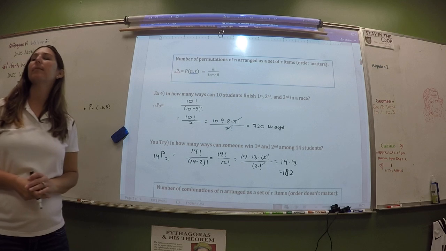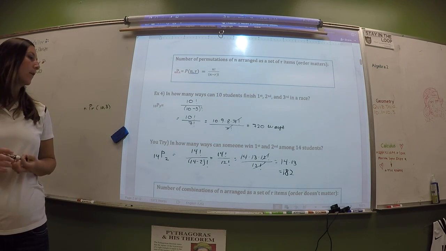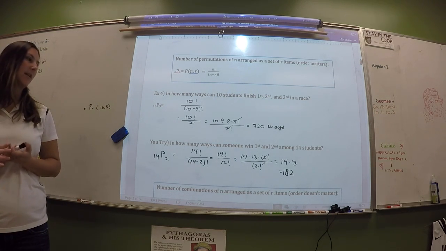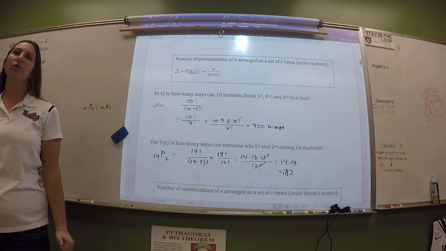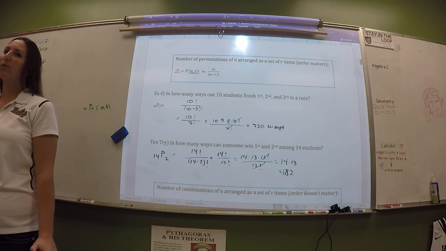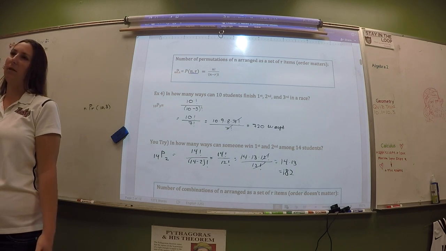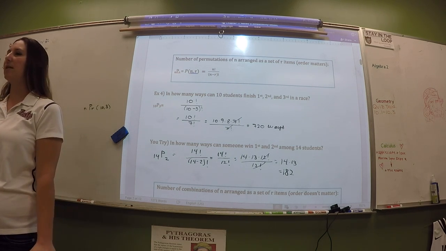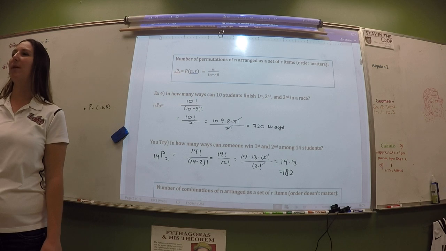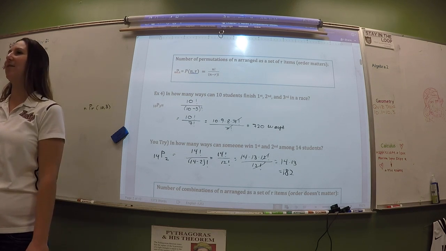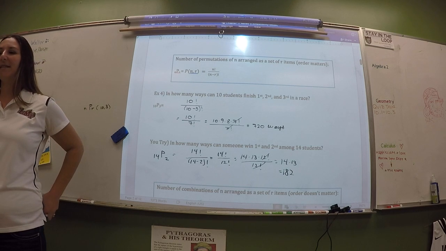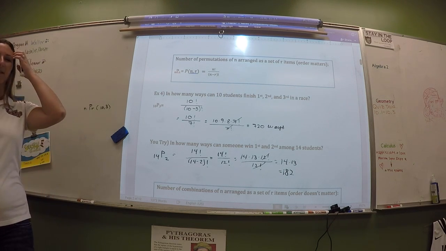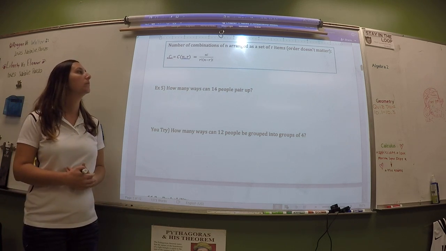I have a question. What happens if the 12 is on the top and the 14 is on the bottom? That wouldn't make sense. The top will never be smaller than the bottom. You can't arrange 2 people in 14 places. You can't get negative ways. If you go running a race and you get negative numbers, that doesn't make sense.